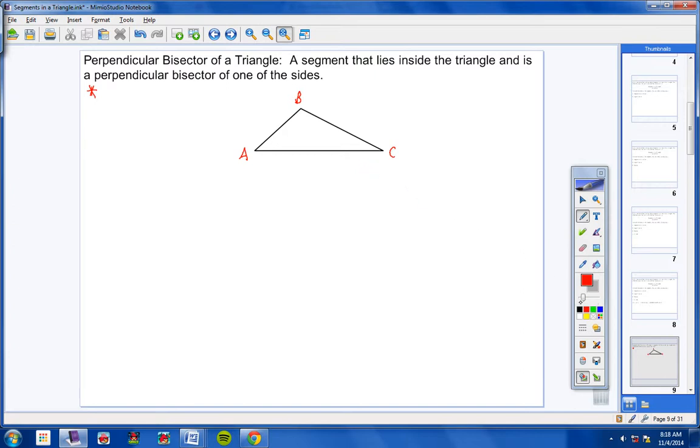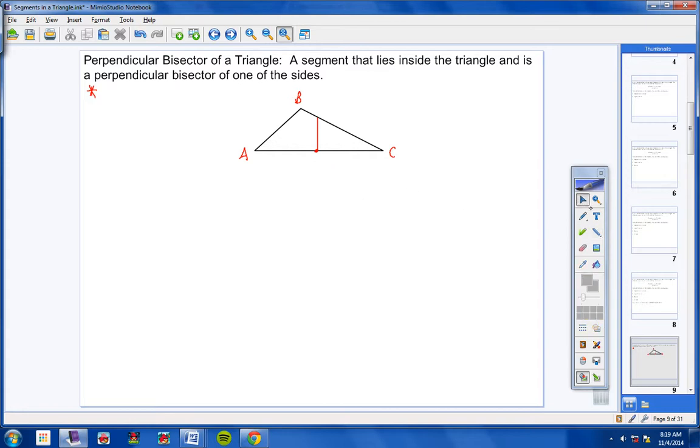Now let me show you what a perpendicular bisector looks like. Watch this carefully. We're going to go right here to the midpoint. I'm going to put a point right here. Then we're going to draw a line that is perpendicular to this side. That line right there is a perpendicular bisector of a triangle.